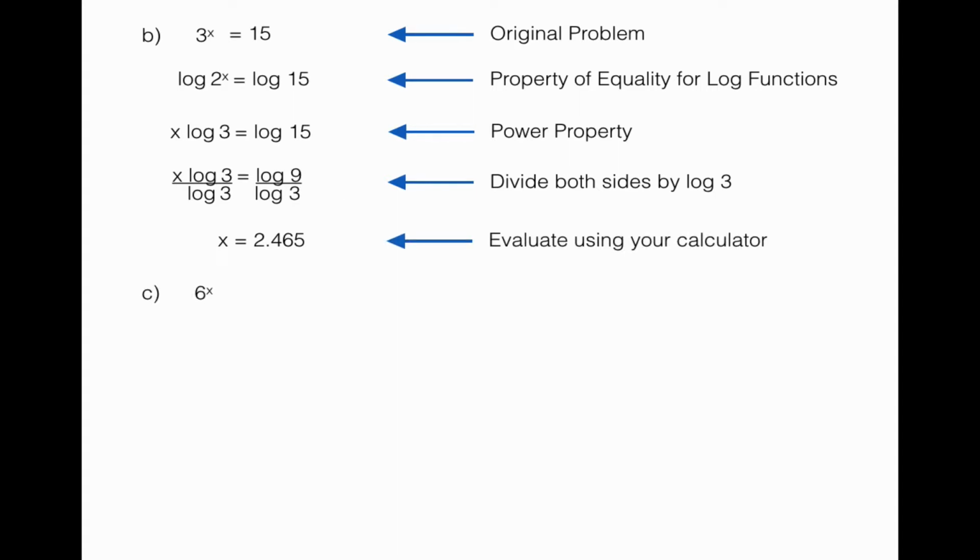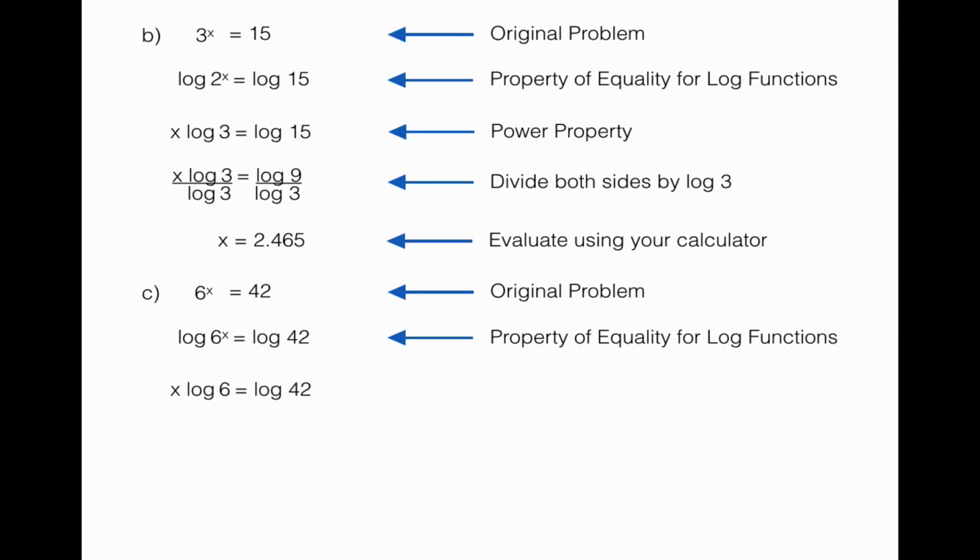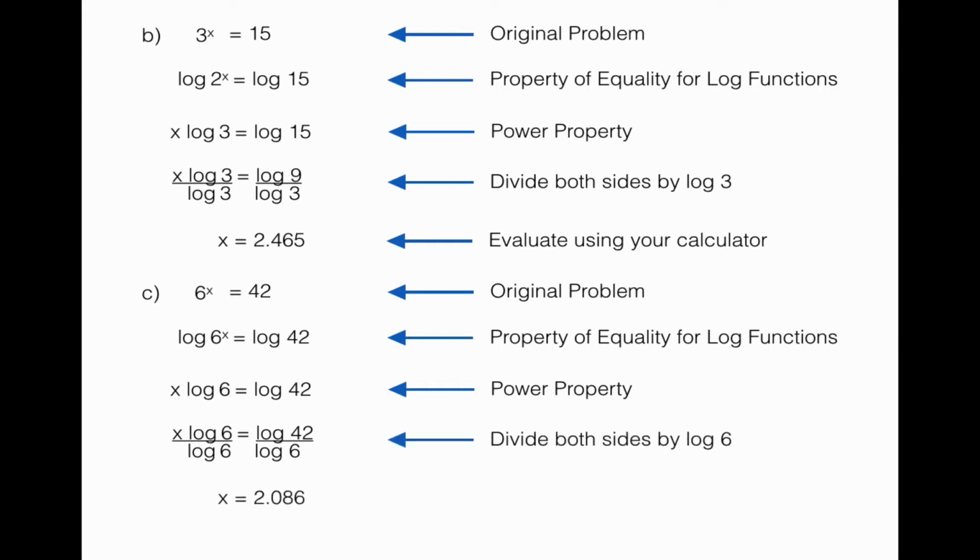Right? And so one more example, 6 to the x equals 42. Right? And so we take the log of both sides, and again, we use the power property to get this exponent down in front, and then we divide both sides by the log of 6. All right? And so now we have x equals whatever this evaluated to, and it was 2.086.